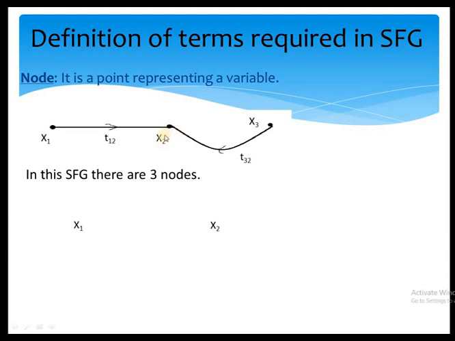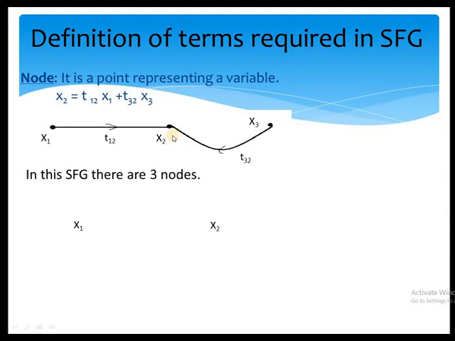What is the output of x2? First we have to observe that the x2 node has two inputs. One is from x1 and another is from x3, with gains of t12 and t32. That's why x2 is a combination of two signals which come from x1 and x3. So x2 is nothing but t12 times x1; we multiply the gain value with node x1, and the second signal is t32 times x3.